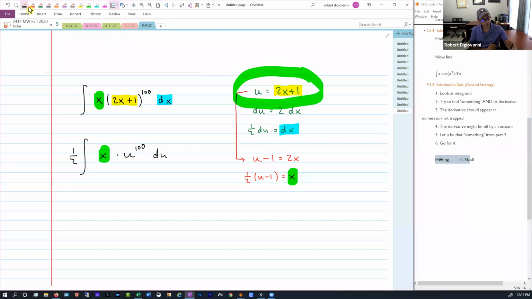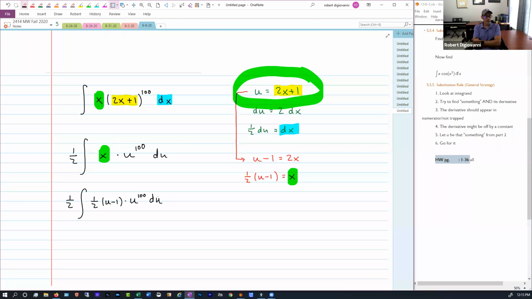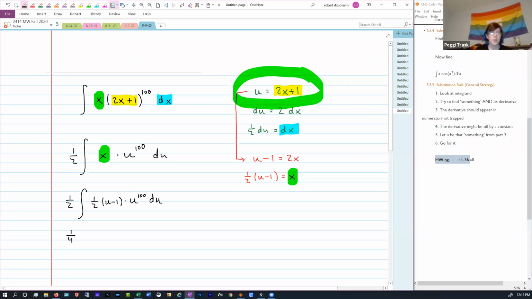So Peggy, if we rewrite it now, 1/2 integral, the x now becomes the 1/2 u minus 1 times u to the 100th power du, right? Yeah. Now, Peggy, is that any better than what we had before? Well, it is. There's no x's. And I think you can move the 1/2 to the outside. Okay, so I'll put that out there. It'd be 1/4th, yeah. 1/4th, okay.